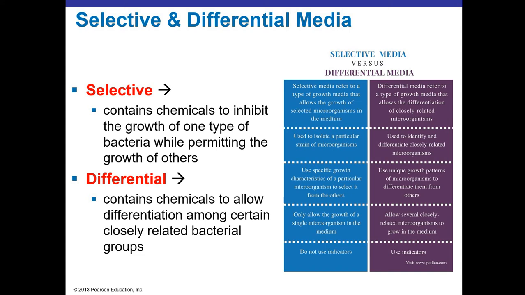Differential medias contain chemicals that allow differentiation of those bacteria that are growing. So they may be closely related, but we're trying to find ways to figure out a specific species. So these types of medias usually do have indicators that are going to allow us to identify one closely related bacteria group from another.